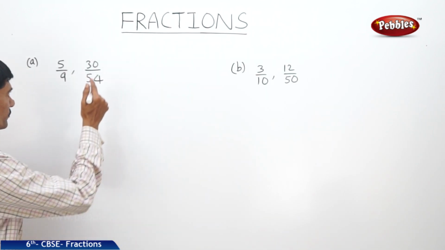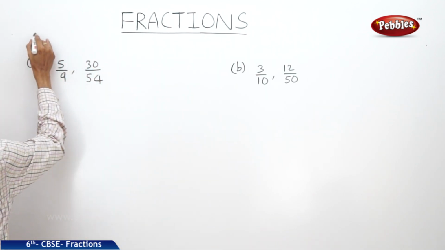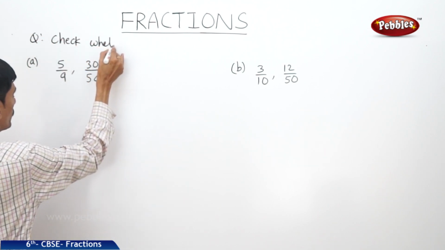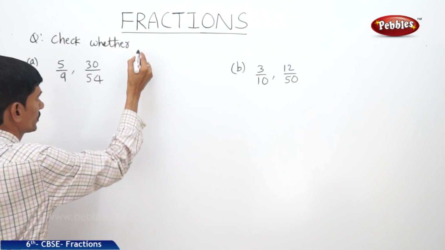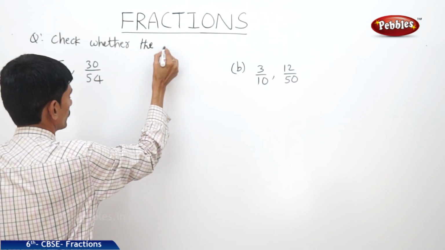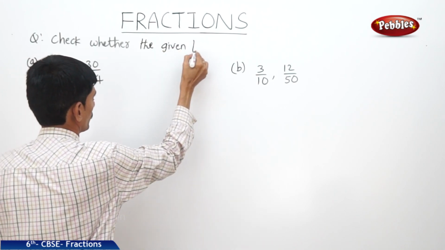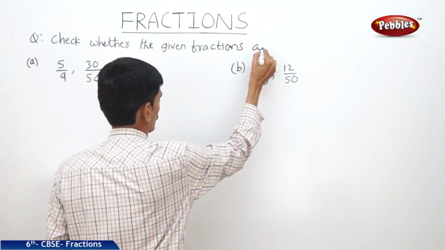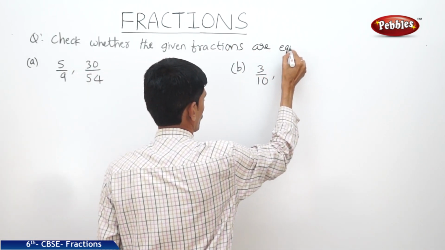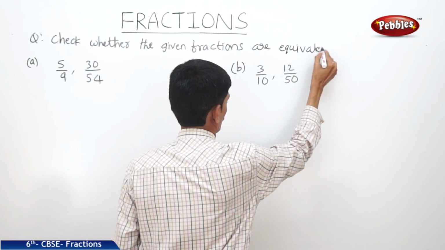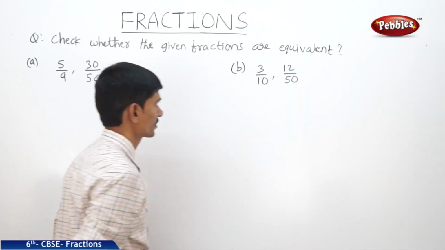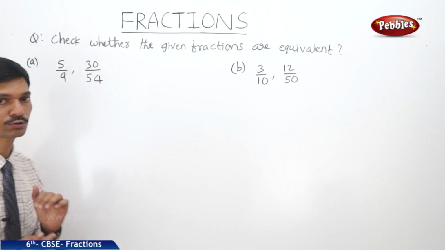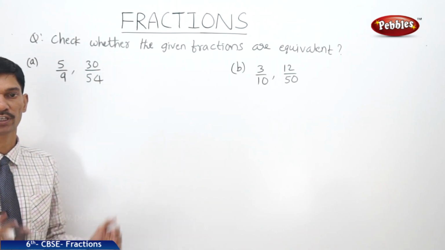Check whether the given fractions are equivalent. Now the first question, 5 by 9, 30 by 54. How to check whether the given fractions are equivalent or not?